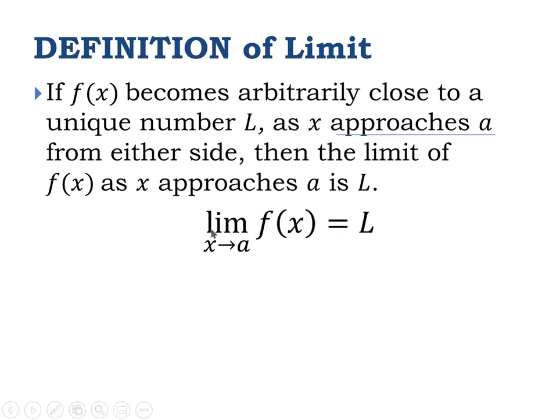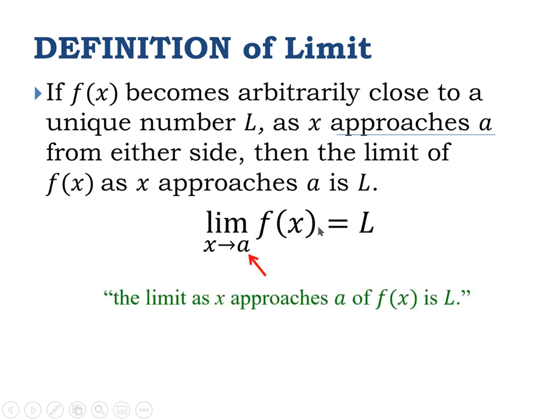So, notice you've got the LIM, so that it means limit. And then underneath it, you have the x and an arrow and an a. So, x is approaching a, is how that's read. And then you have your function, f of x in this case, and that's equal to a number. So, the limit as x approaches a of f of x is equal to L, or whatever that L would represent, would be a number. And that's how you read that particular notation.